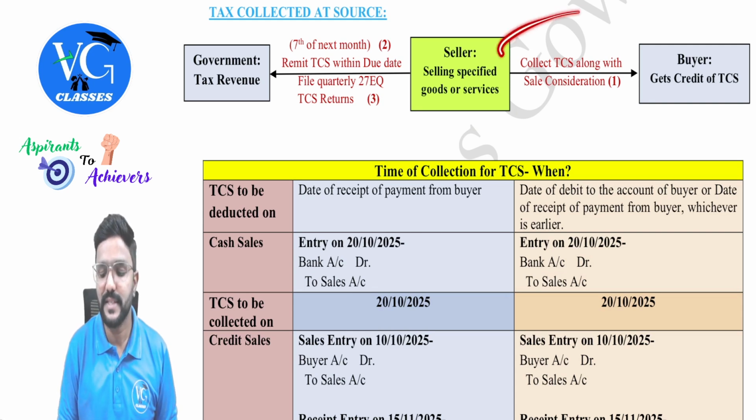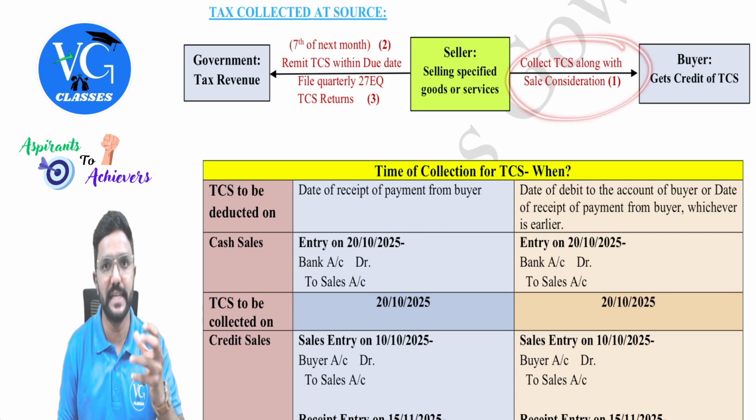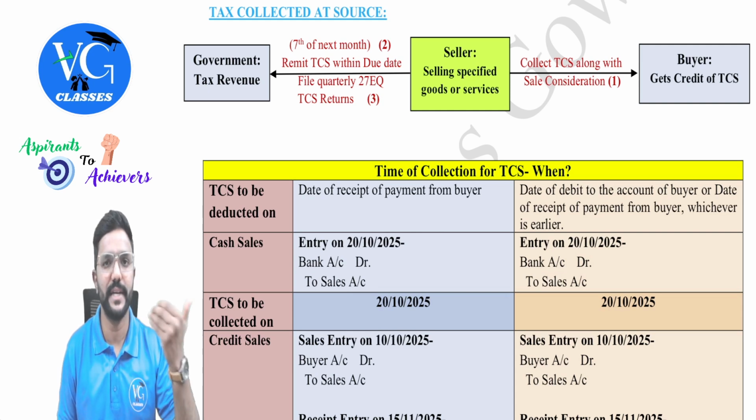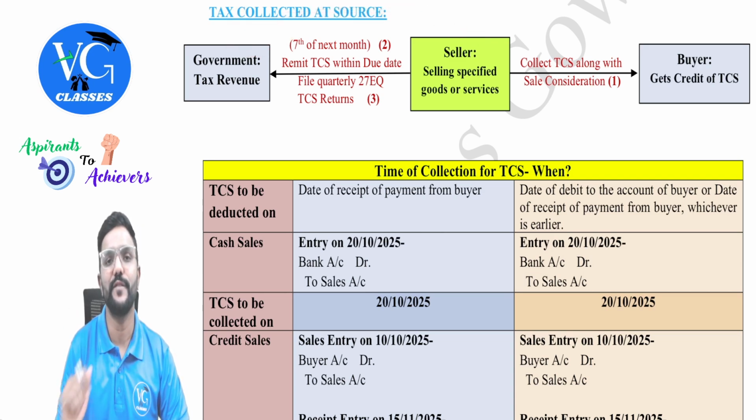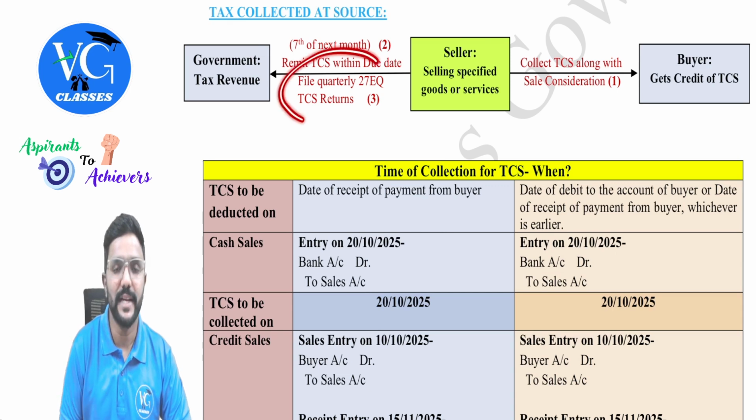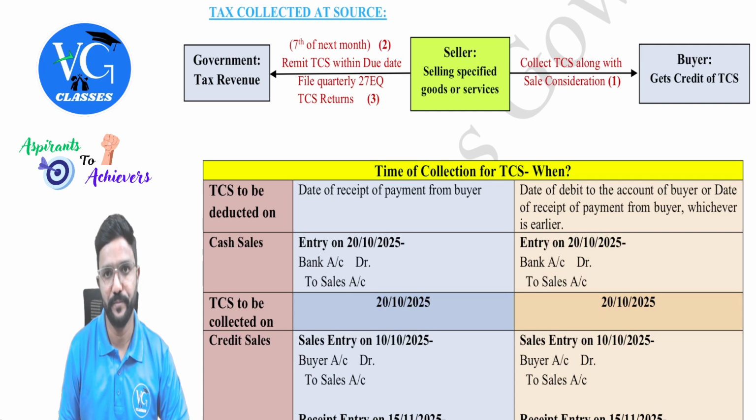So when they're selling those goods or providing services, in addition to their sale consideration, they should also collect TCS at whatever rate, like 1%, 2%, 5%, whatever the rate of TCS is. They have to collect it. And whatever TCS they have collected, it is not their revenue. They have to remit it to the government by the 7th of the next month, and also file TCS returns quarterly.